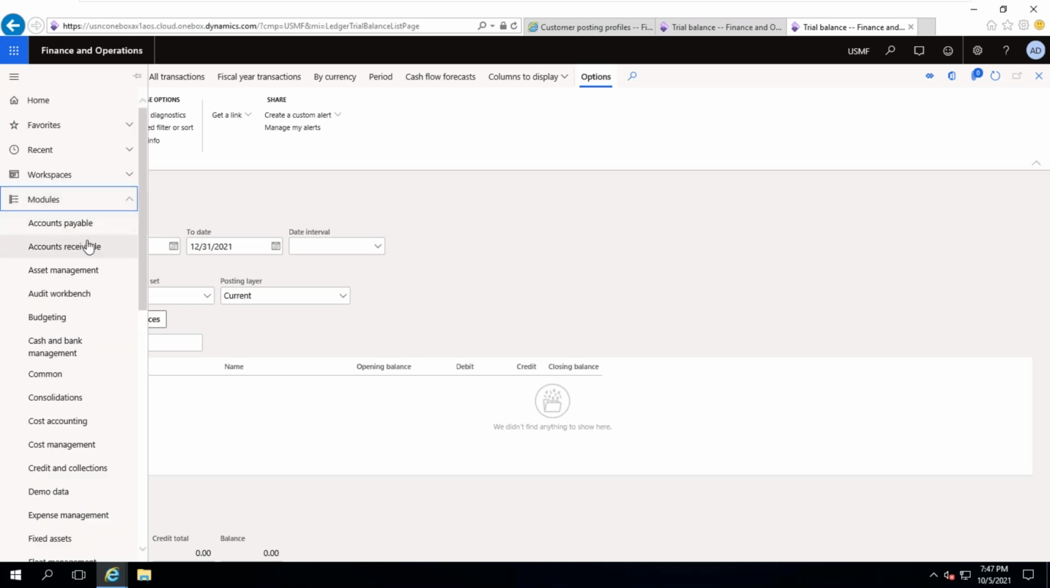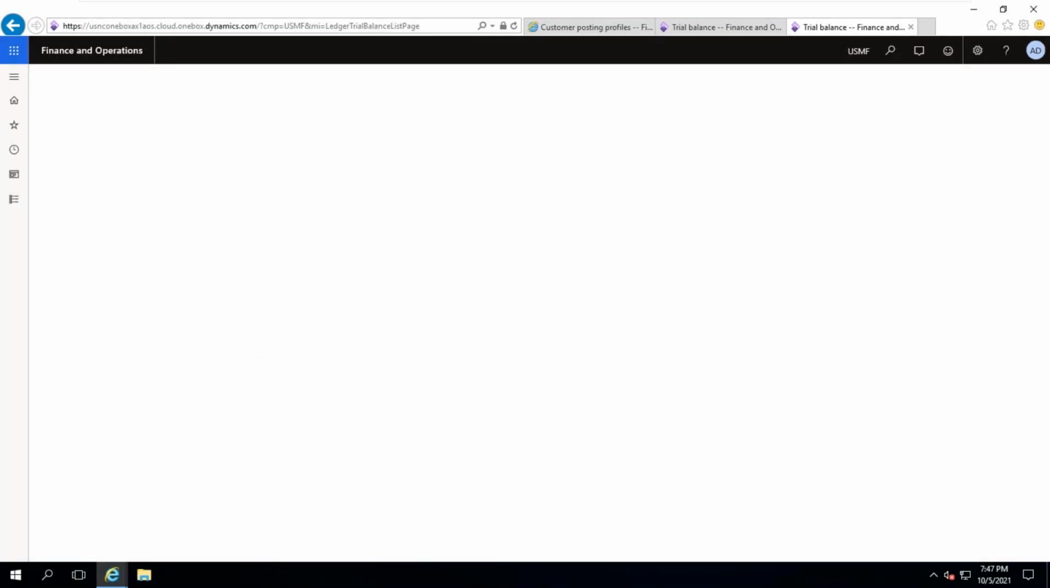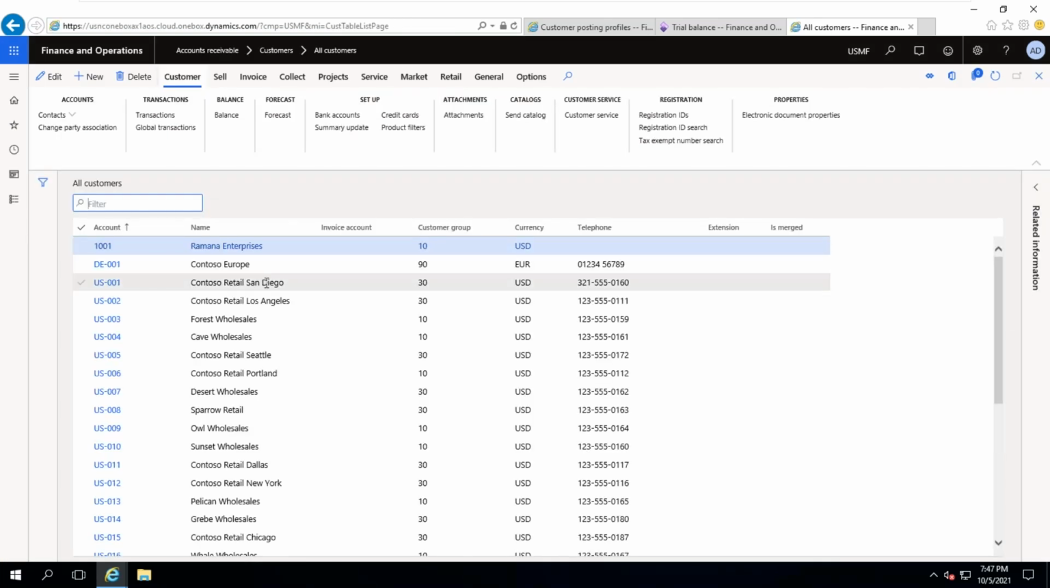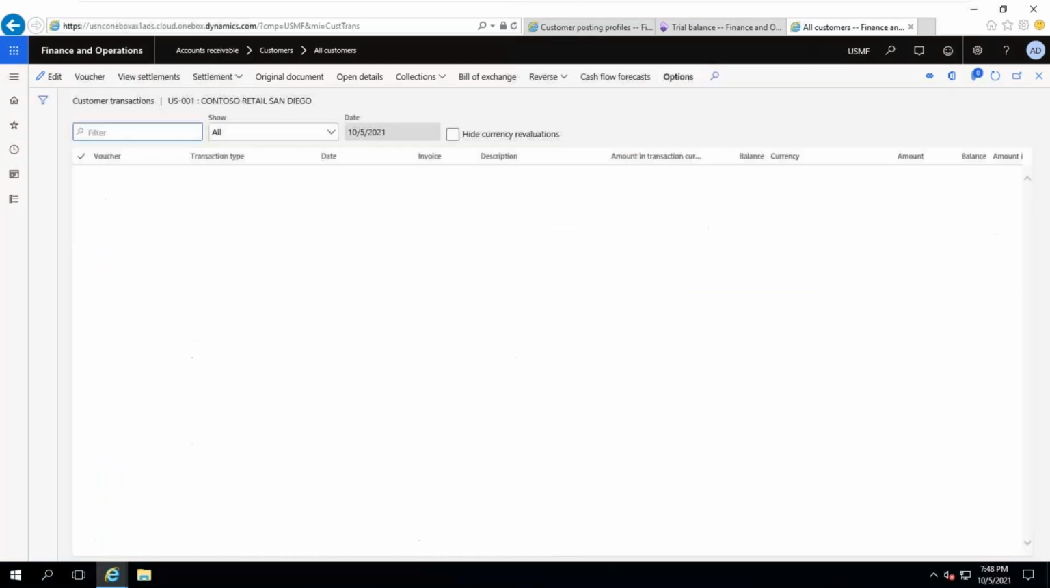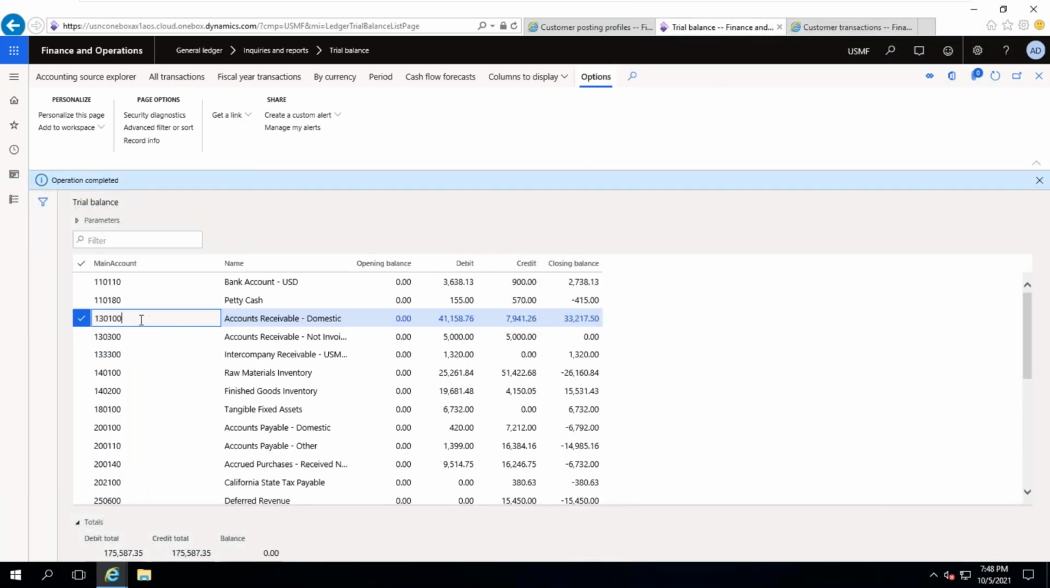Accounts receivable, customers, all customers. It will post to this US 001, suppose 30 is mapped. For this, it will post to the transaction here. You can see the transaction in this. Here, and it will post to this account as well. If you verify the transactions, it will show here.